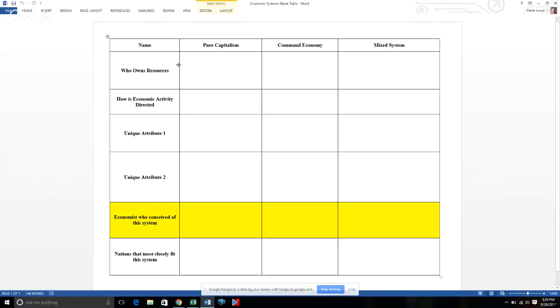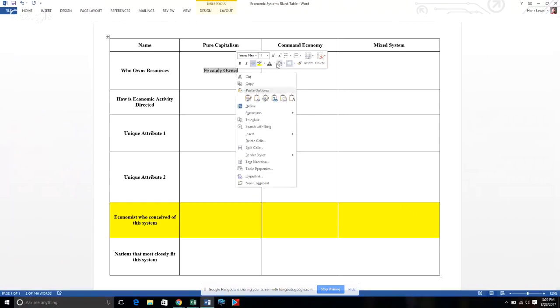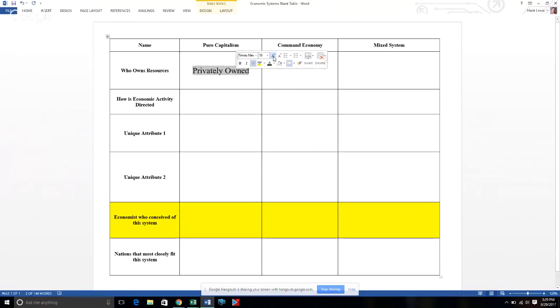So we're going to start by talking about pure capitalism. In pure capitalism, first of all, economic resources are privately owned. That's the first thing that you should know. What this means is private citizens and private businesses own the natural resources that we call land. All those mineral deposits, all the water rights and everything, owned by private citizens and businesses.